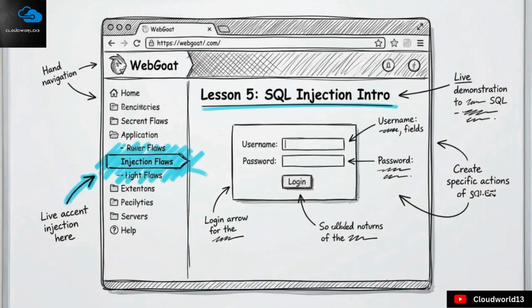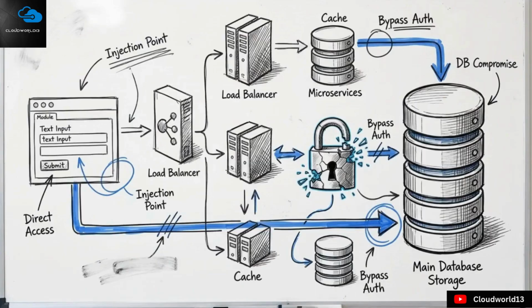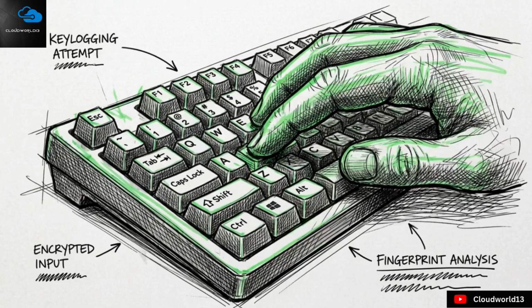Before we start, make sure your local WebGoat application is running. We are picking up right at Lesson 5, SQL Injection Intro. Building secure architecture requires understanding exactly how an attacker dismantles it. We need to actively exploit these flaws to see exactly where the defenses fail.